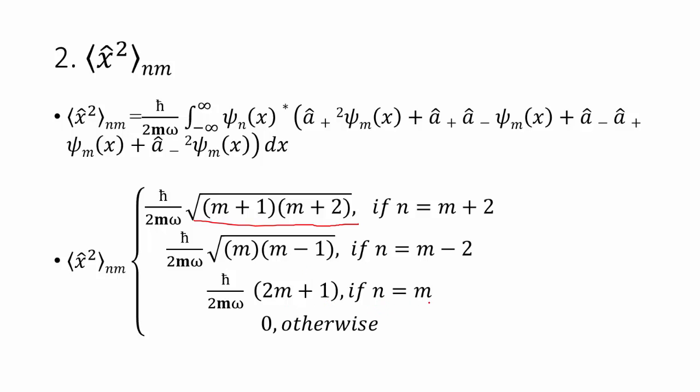If m equals n, we have two parts of the integral being 1, and we just add them up. One is n, the other is n plus 1. So we have h bar over 2mω times (2n+1). And we get 0 if none of them is true.